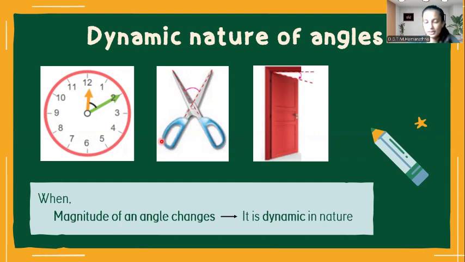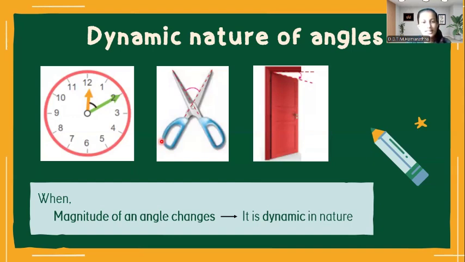I think you may have got a clear idea about what the static nature and the dynamic nature of angles are, and examples for the static nature of angles, and also examples for the dynamic nature of angles. These static and dynamic mean two opposite things. Static means it is stable. The magnitude of the angle does not change. It is stable. So we call them static nature. In dynamic nature, the magnitude of the angles changes.